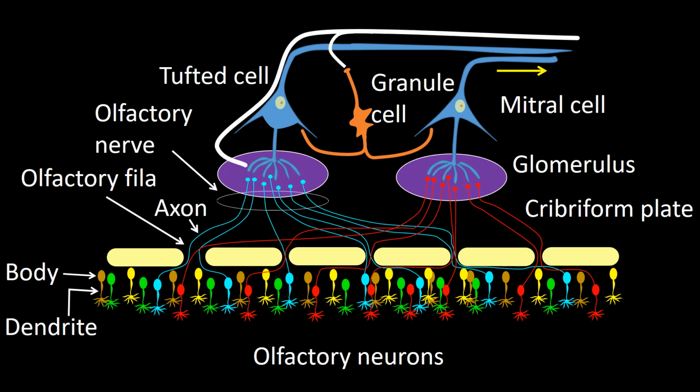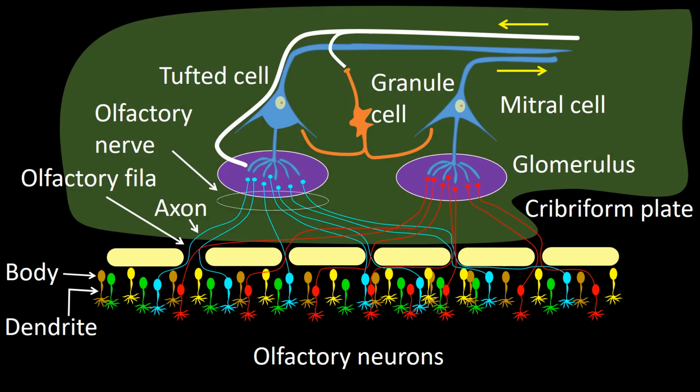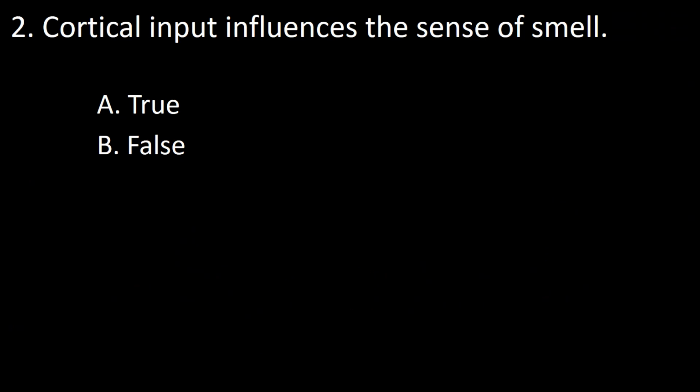It is important to recognize that the mitral, tufted, and granule cells receive input from the cerebral cortex and subcortical nuclei. These connections influence our perception of odors. These neurons also receive axons from tufted and mitral cells in the opposite olfactory bulb. These last connections are not illustrated in this frame. So the answer to this question is A.